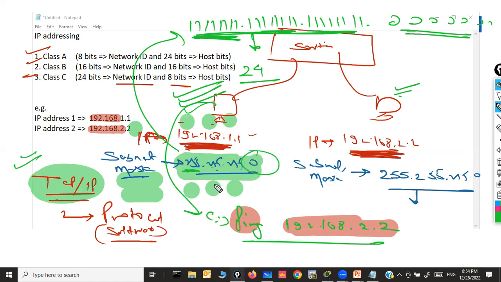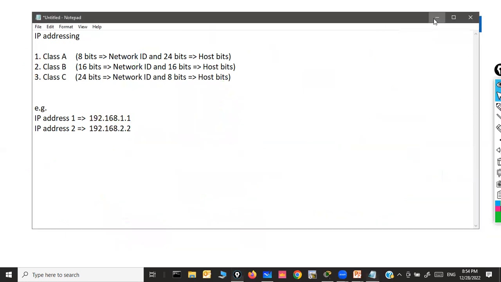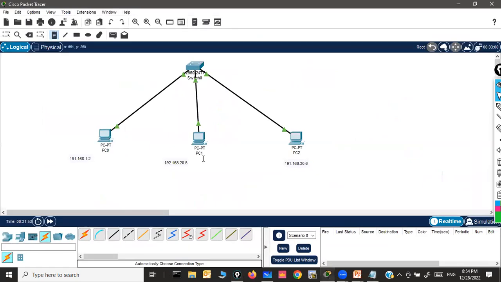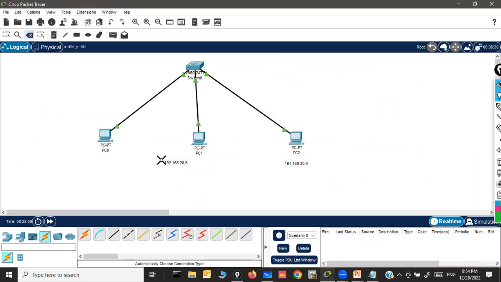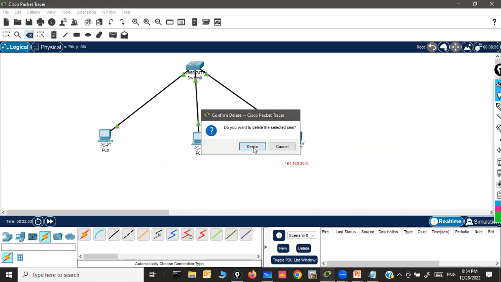The number of ones is equal to the network ID, and the number of zeros is equal to the host ID. Let me put it in simple words first, and then I will explain this. Let me quickly show you here first, and then I will talk about this.